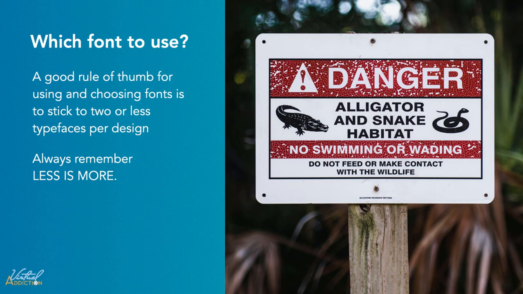You can achieve interest by choosing two contrasting typefaces. For example, on a website, you might use a script or grungy font for your headlines and contrast them with a sans serif font for your body text.